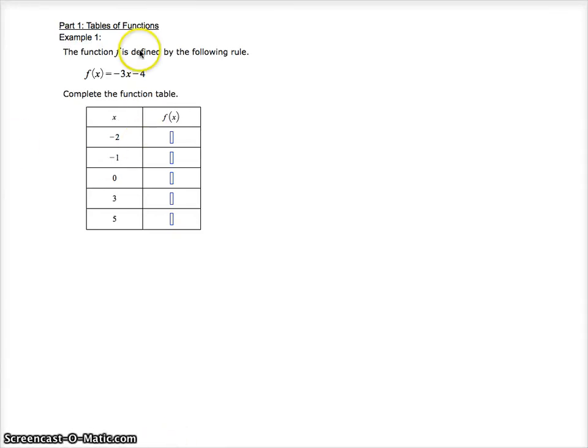In part 1, we're going to look at a table of functions, but first we need to understand what a function is. It says the function f is defined by the following rule: f of x equals negative 3x minus 4. Functions in linear equations are very similar.